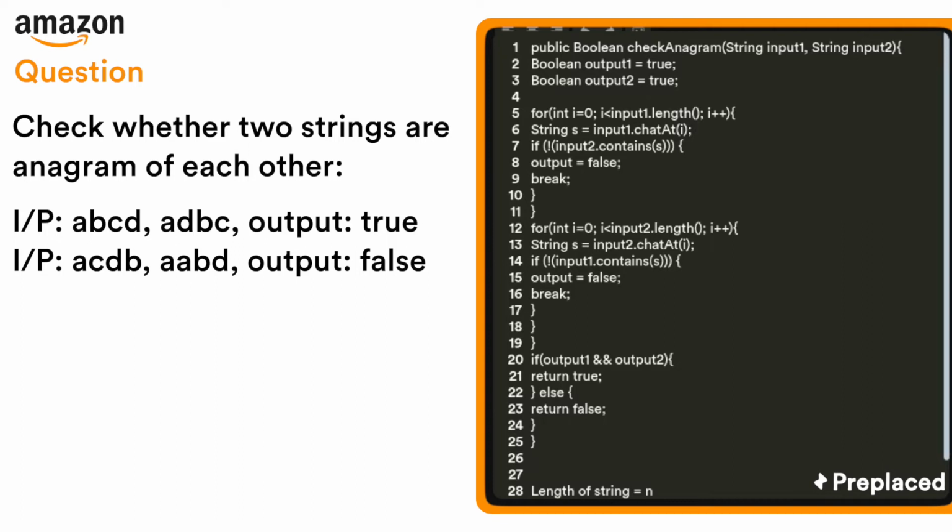So what I am doing here is, I am taking two Boolean variables. In the first case, I am checking if input 2 contains that single character, and in the second condition I am checking if input 1 contains the single character. Now both of them have to be true. If both of them are true, then I will return true, else I will return false. So this is the approach, but the problem is, it is increasing the complexity.